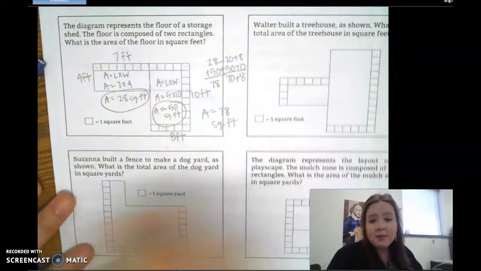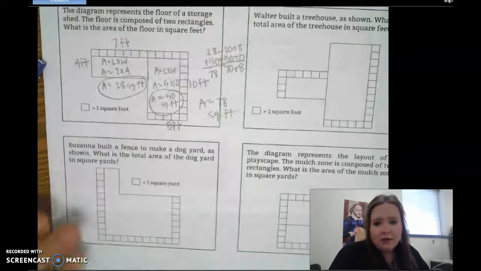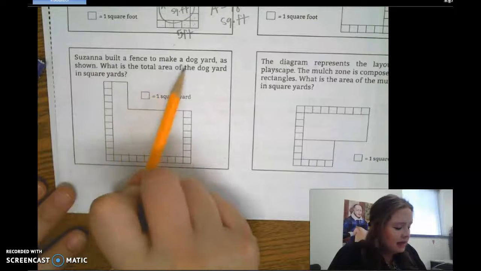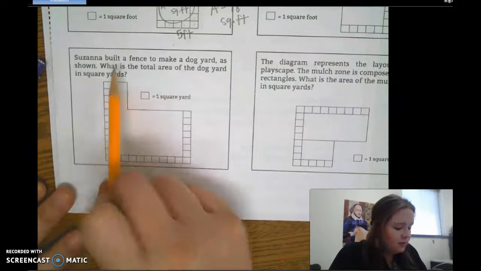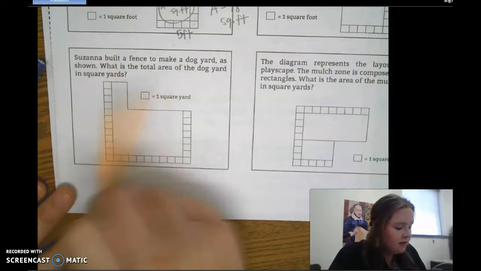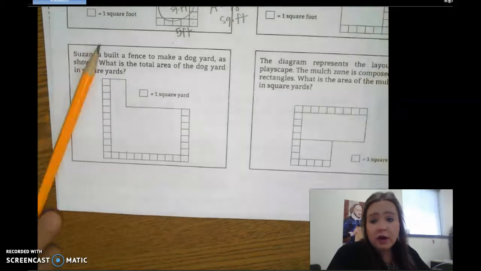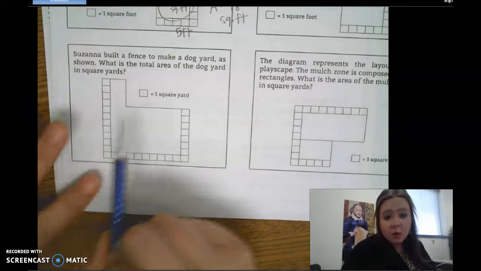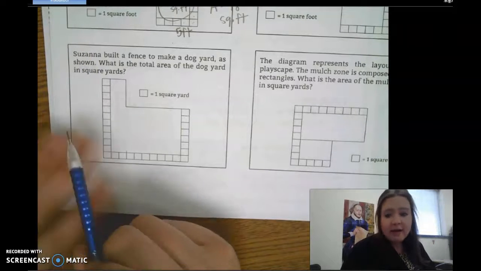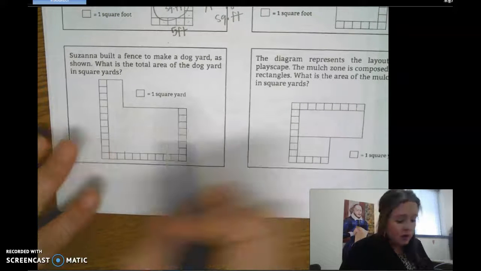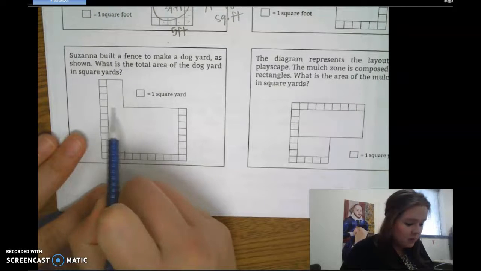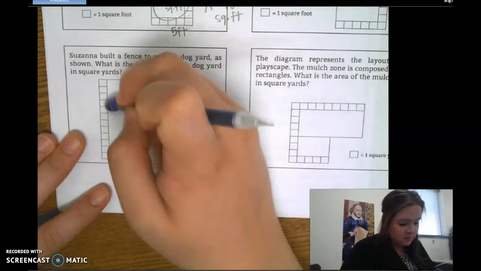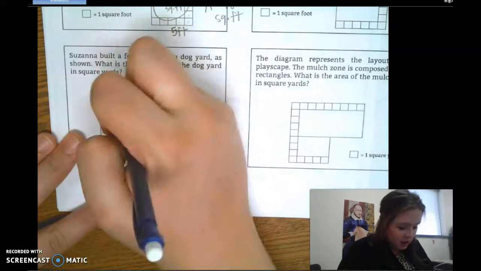All right? Let's do another one, okay? Susanna built a fence to make a dog yard as shown. What is the total area of the dog yard in square yards? All right, what way do we want to break up this figure? We can go here, or we can go here. I'm going to go ahead and go here.